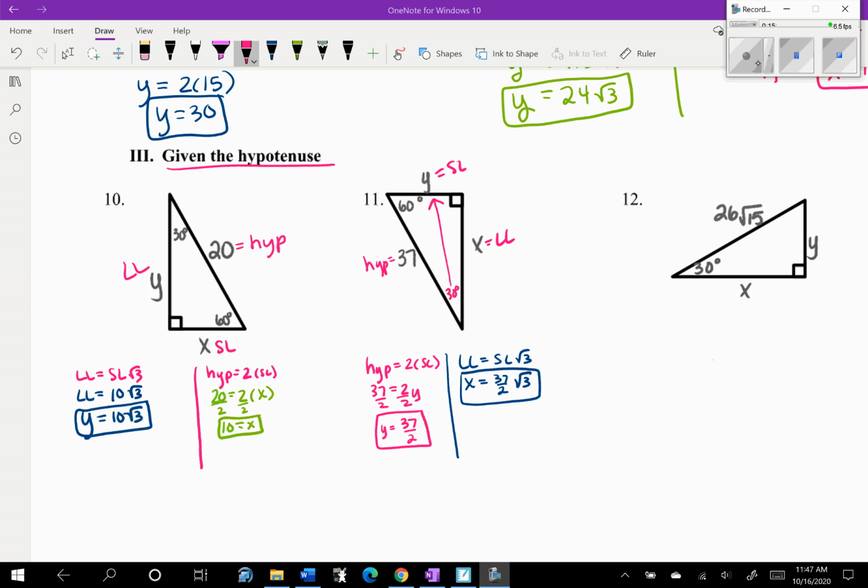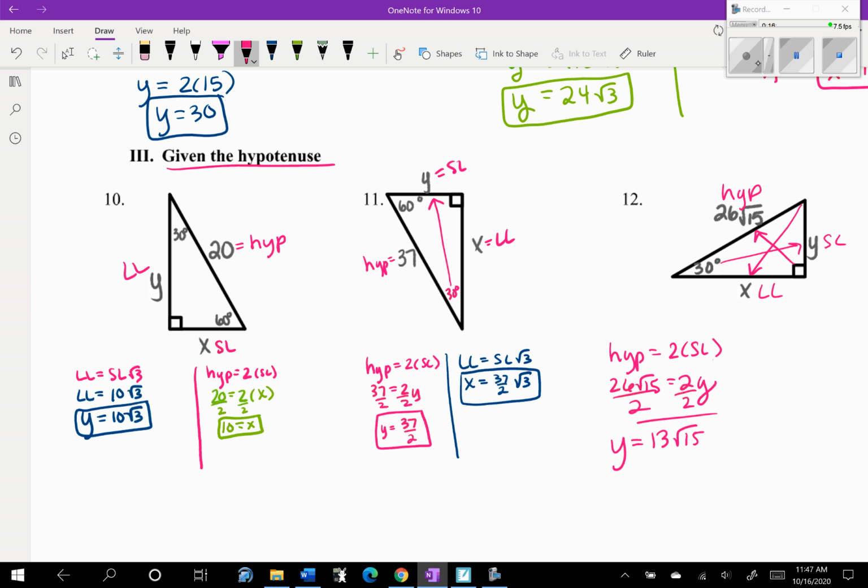All right, so looking at the last one, across from the 30 is the short leg. That means x is the long leg, and this is the hypotenuse. So now we have that the hypotenuse is equal to 2 times the short leg. The hypotenuse, 26 root 15, is equal to 2 times the short leg, which is the variable y. When we solve, we divide by 2. 26 over 2 is 13. So the short leg is equal to 13 times the square root of 15.